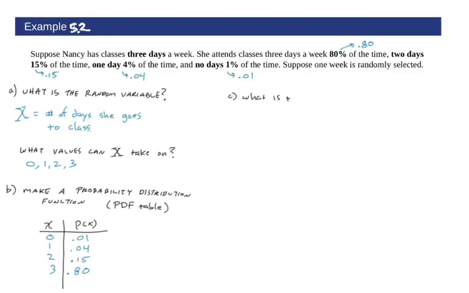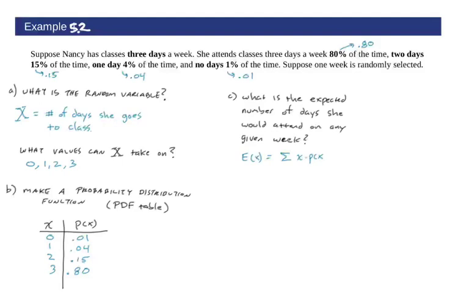And then we want to know what is the expected number of days she would attend on any given week. So we have probabilities for each of them, but what would we expect? And so really what we're looking for is the mean in this case here. And so we're going to go ahead and use our notation here, our expected value. And it's going to be the summation of x times p of x.